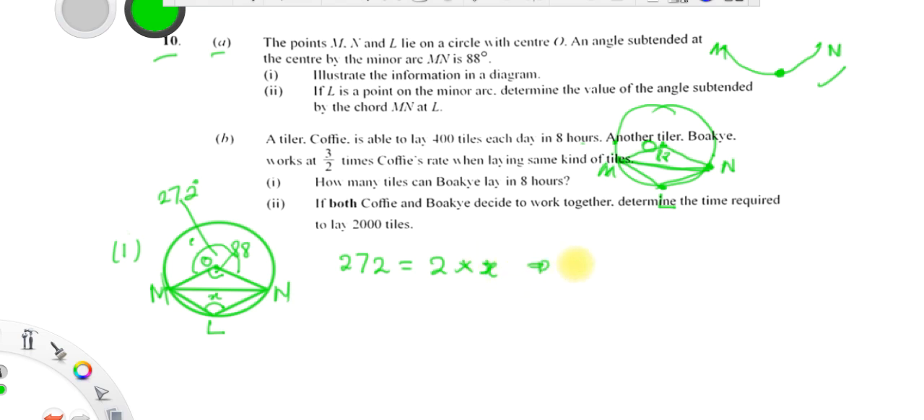So this implies that 272 equals 2X. We can rewrite it as 2X equals 272. So if you want X, you divide by 2. Then you get 272 divided by 2.